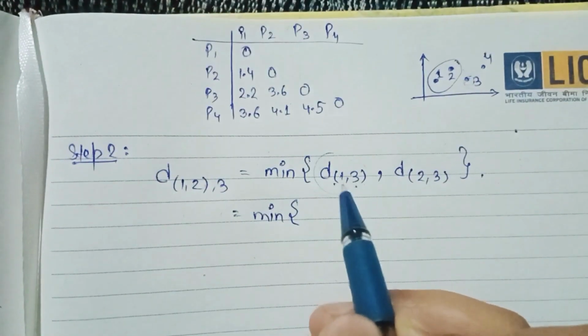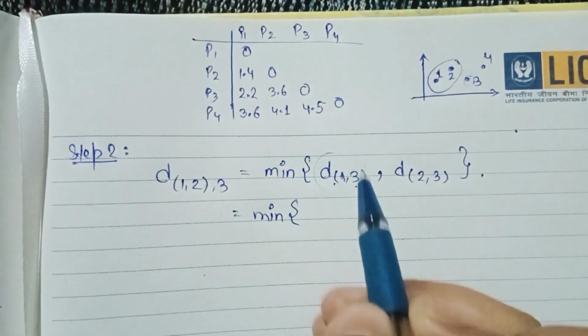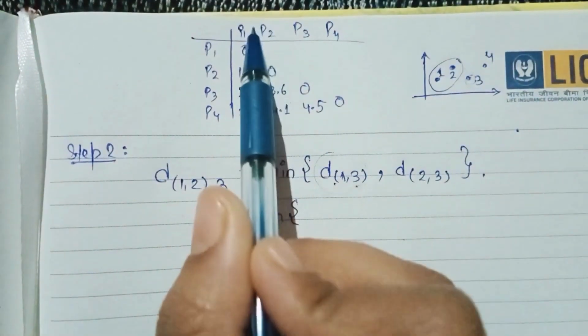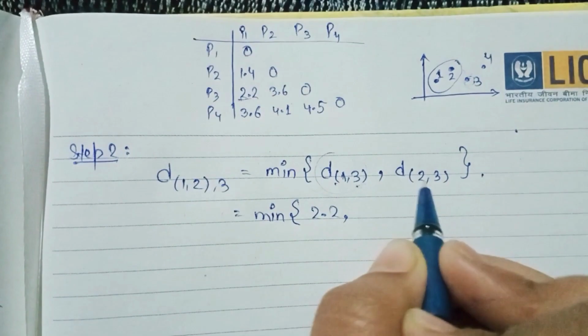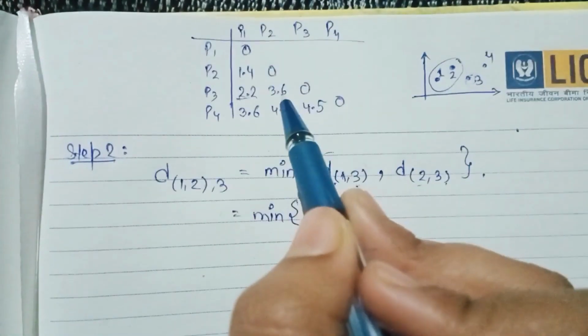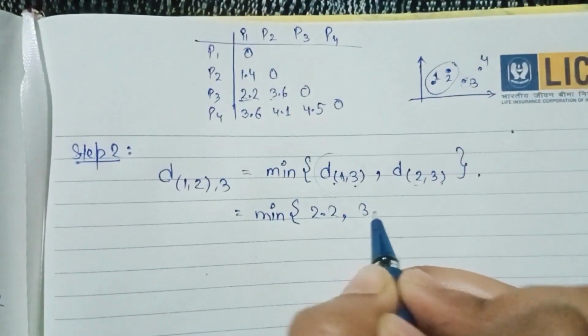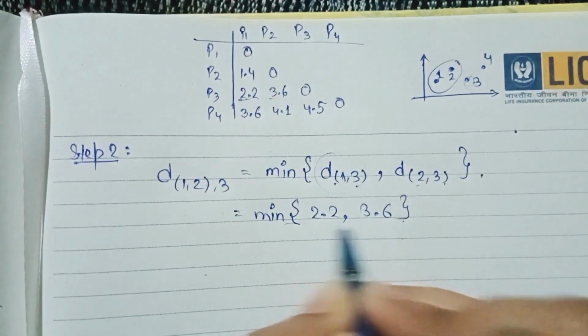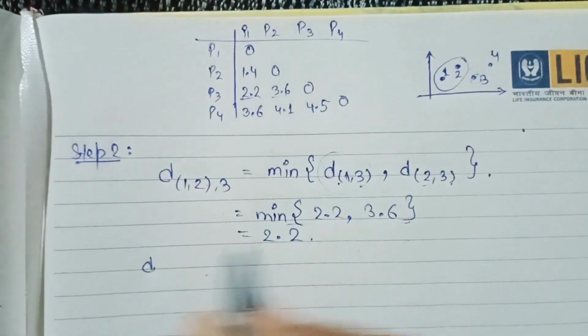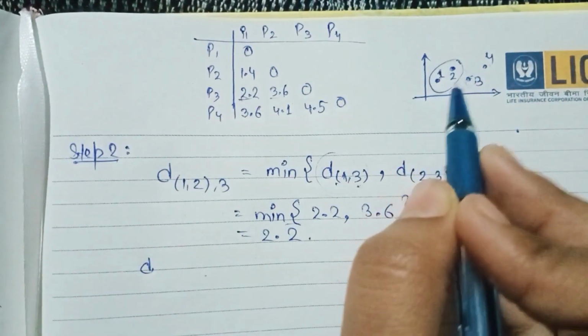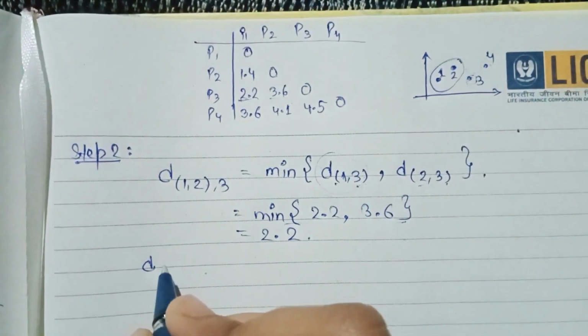Now D of 1 to 3, that is P1 to P3, is 2.2. And 2 to 3, that is P2 to P3, is 3.6. So the minimum of these two values is 2.2. Similarly, we will calculate for the other point, that is 1 2 with 4.